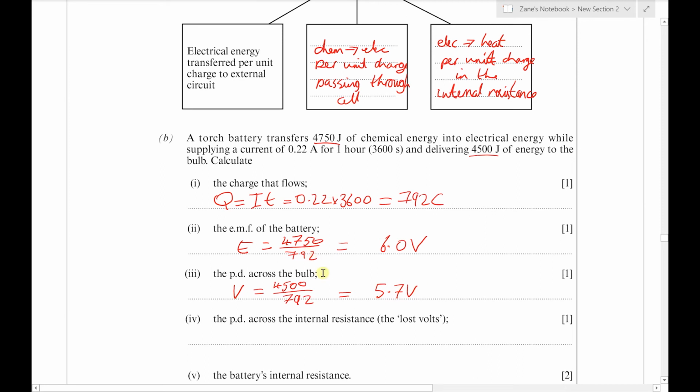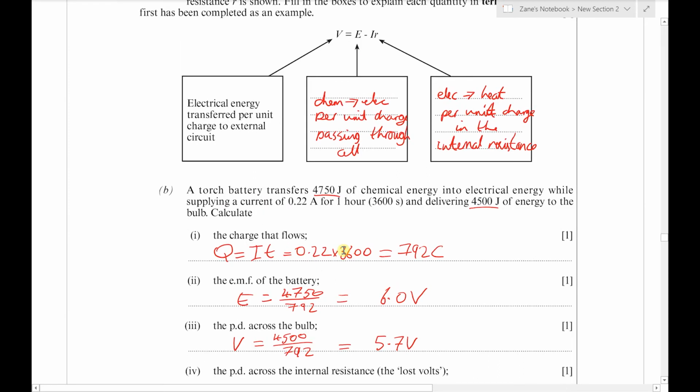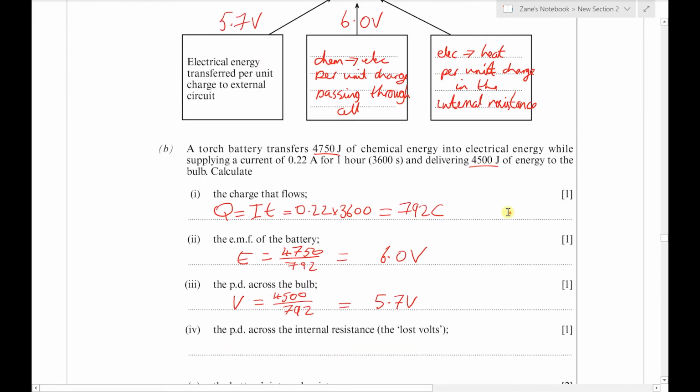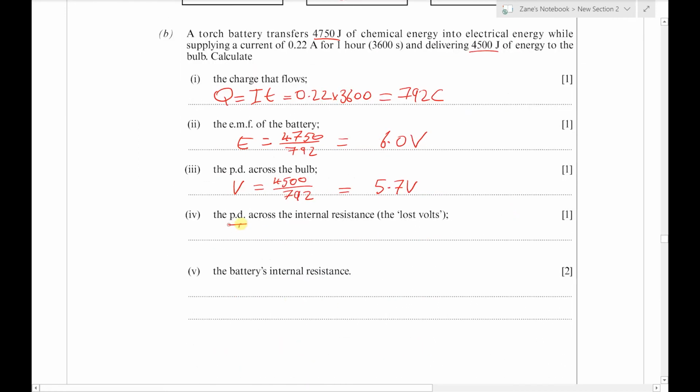For the next part of the question, we're asked to find the PD across the internal resistance, or the lost volts. So basically what we've got is that this is 5.7 volts, this is 6 volts, so the IR term, which I mentioned earlier, is called the lost volts. It's just the difference between them. So what we're going to say is I times R is 6.0, take away 5.7.